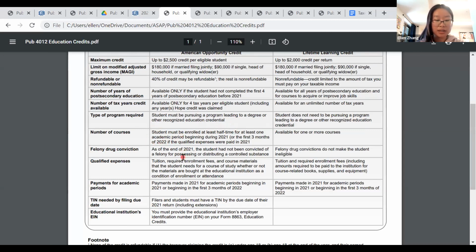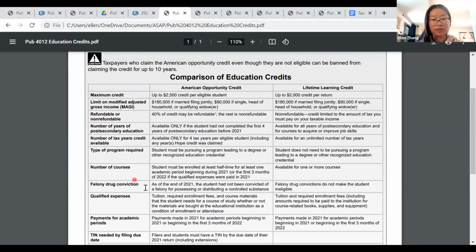She has not been convicted of a felony for possessing or distributing a controlled substance. So that requirement is also out of the way. So that would be all of them for the requirements. So in this case, yes, Sarah and Connor are the ones who are eligible to take the American Opportunity Credit.